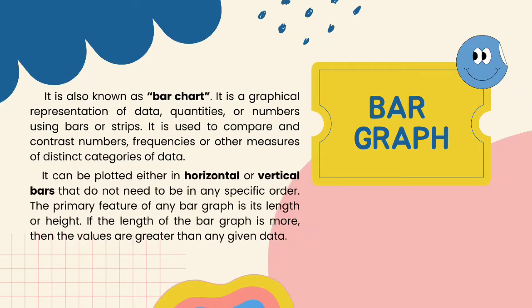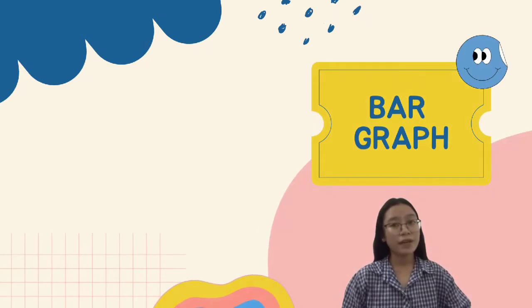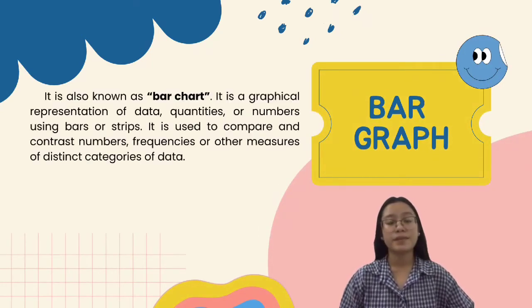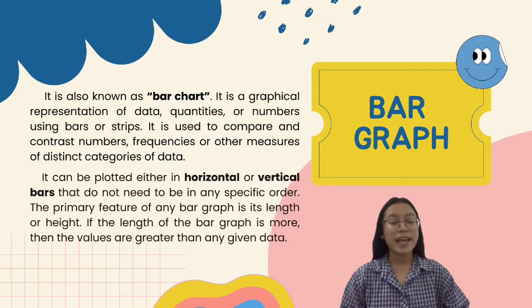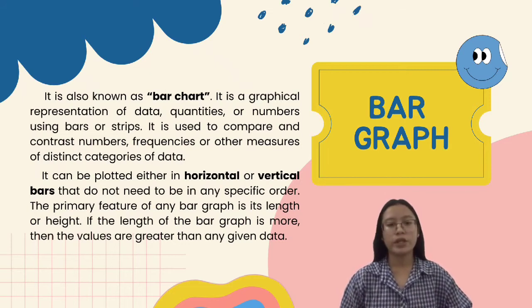Bar graph. Bar graph is also known as bar chart. It is a graphical representation of data, quantities, or numbers using bars or strips. It is used to compare and contrast numbers, frequencies, or other measures of distinct categories of data. It can be plotted either in horizontal or vertical bars that do not need to be in any specific order. The primary feature of any bar graph is its length or height.